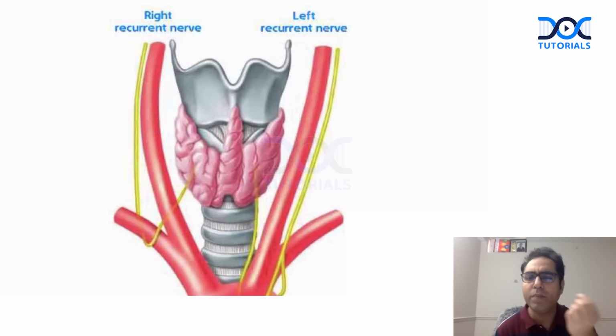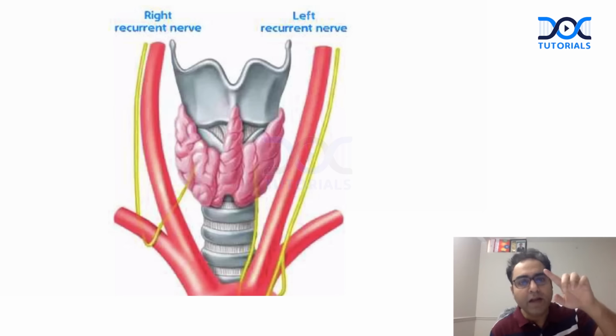RLN and SLN are the two main nerves of the larynx. They are branches of the vagus nerve. Now, guys, the recurrent laryngeal nerve. Please see over here. Recurrent means it recurs its course.